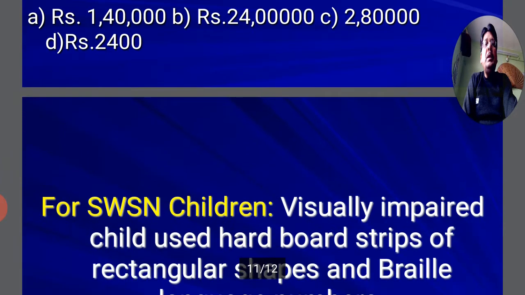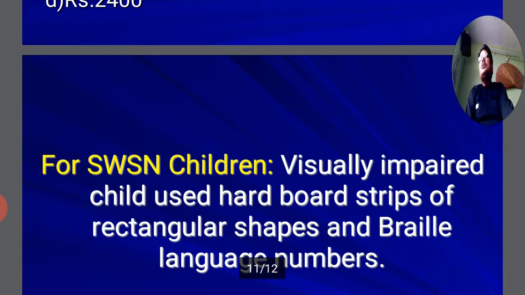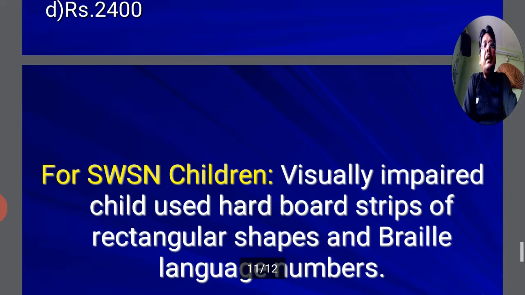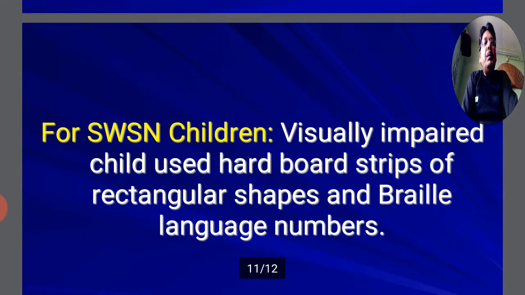For CWSN children, your classroom should be an inclusive classroom, so there may be some CWSN children, that is, children with special needs, sorry for the mistake. A visually impaired child can use hardboard strips, rectangular shapes and Braille numbers.